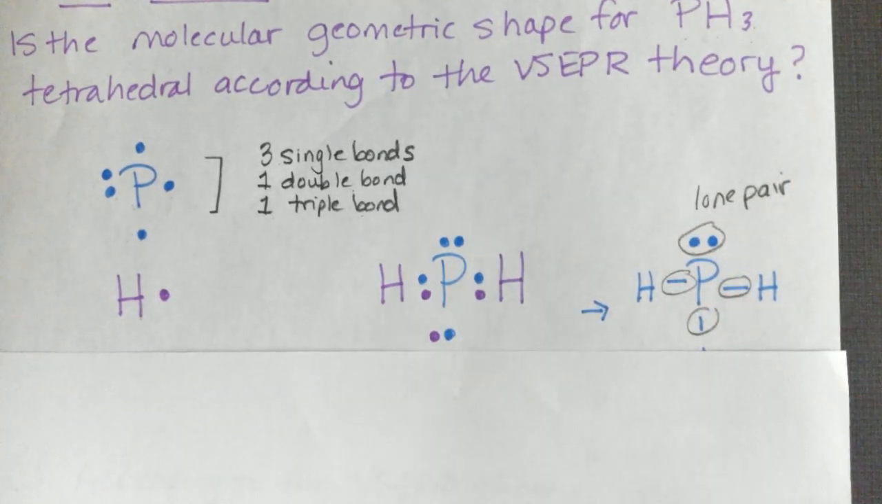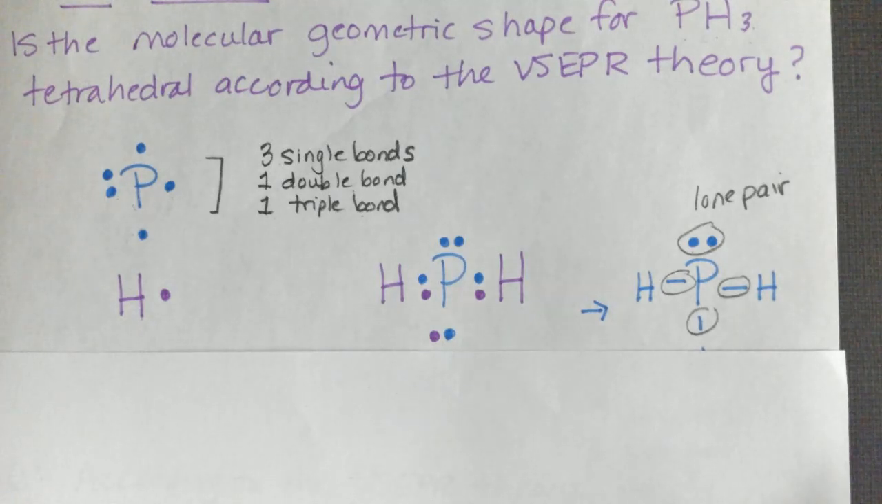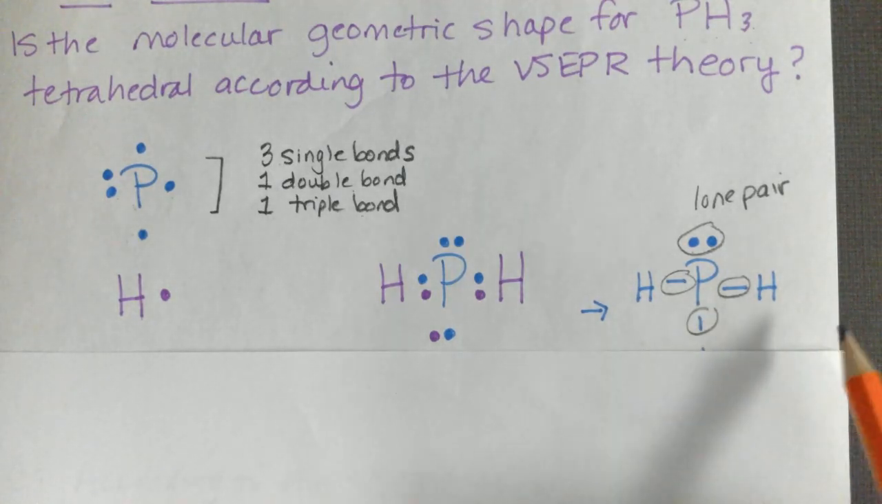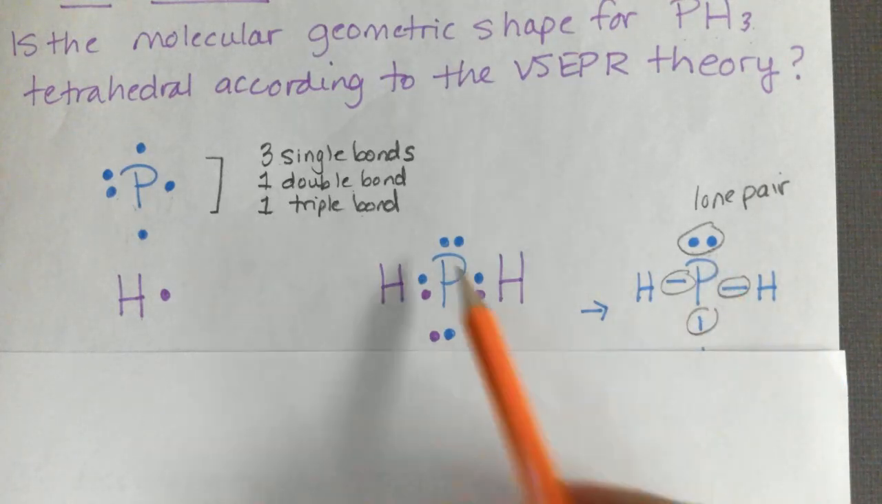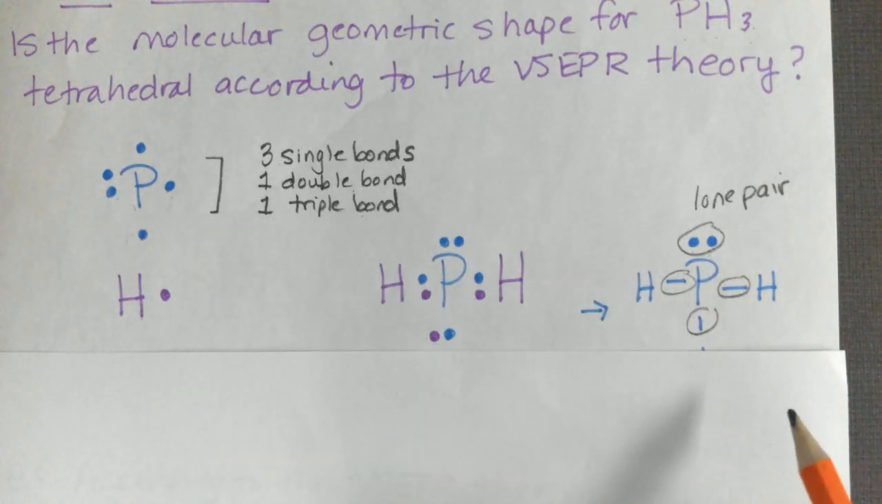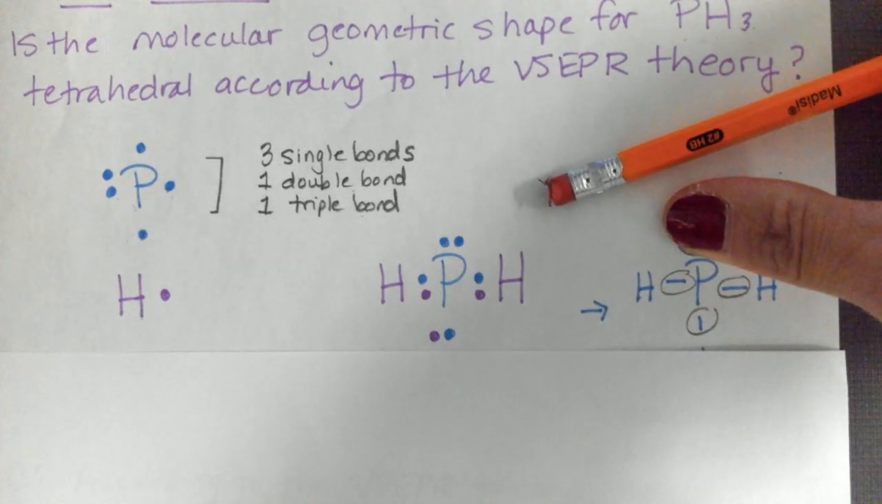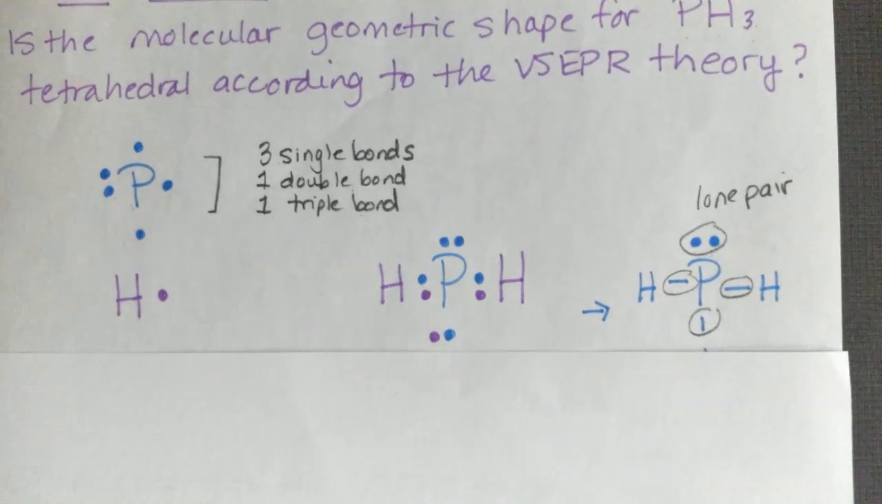Every element wants to have 8. That is why they bond. So in a covalent bond, we are sharing those electrons, and we need to make sure that we're not forgetting the leftover 2 electrons that are on phosphorus, because if you forgot to put those there, we then would have a completely different molecular shape. And you also would not be satisfying the octet rule.